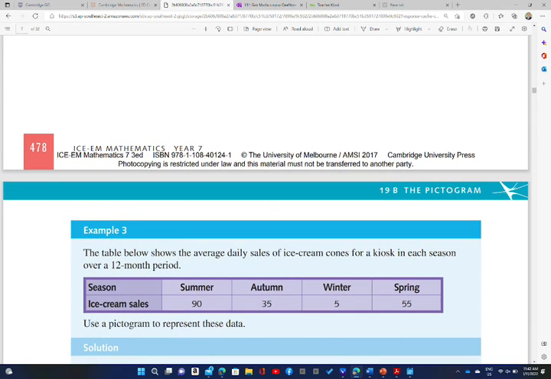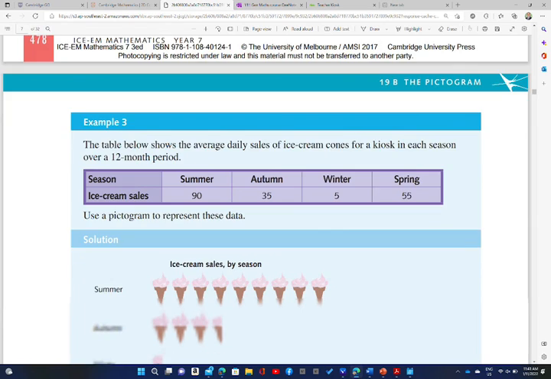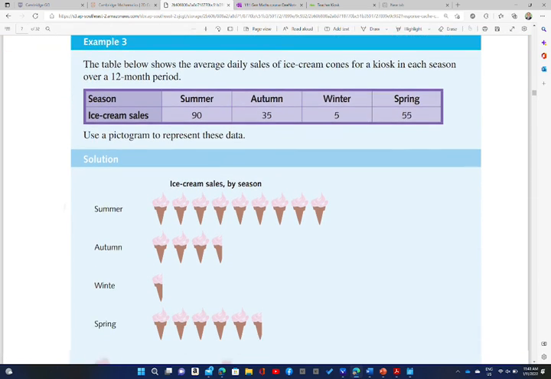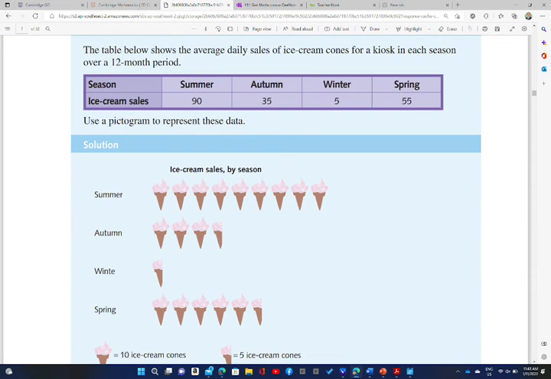Here we have a table showing ice cream sales. What do you think they might use for ice cream sales? Ice cream cones. But since we have 90, 35, 5, and 55, you're probably not going to do 1 equals 1. You'd have to draw 90 of them. You could do 5, but 90 would require a lot of them, wouldn't it? So 10 might be easier here, right? So there it is with 10.